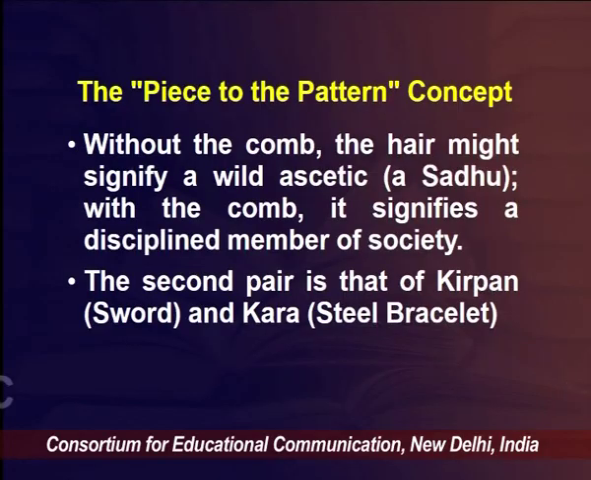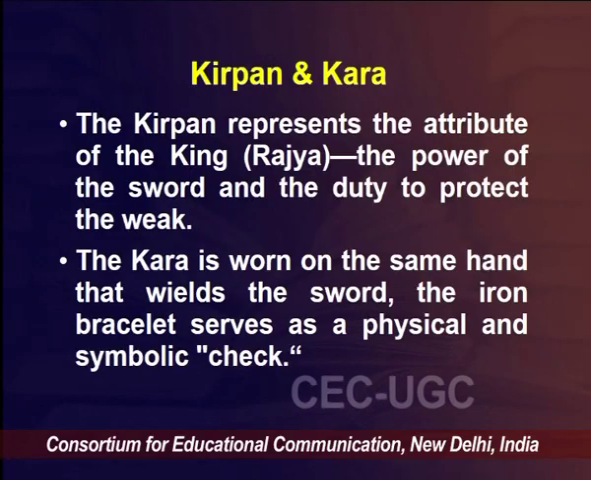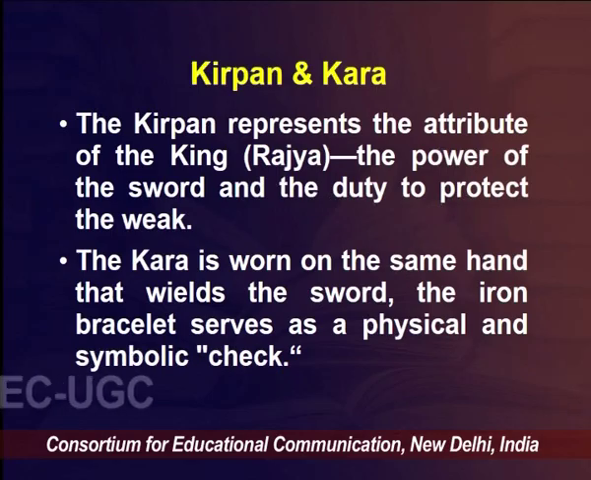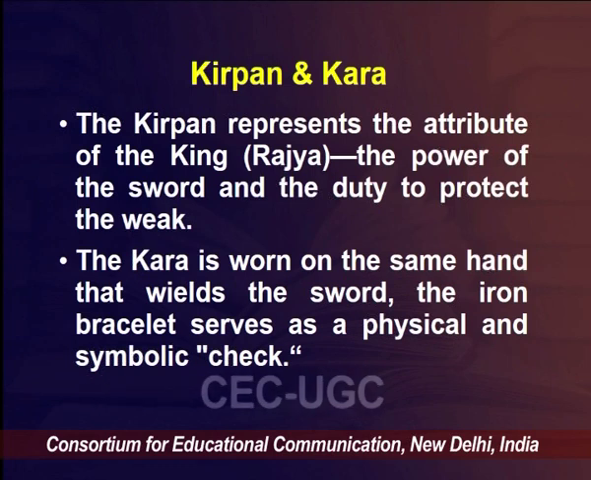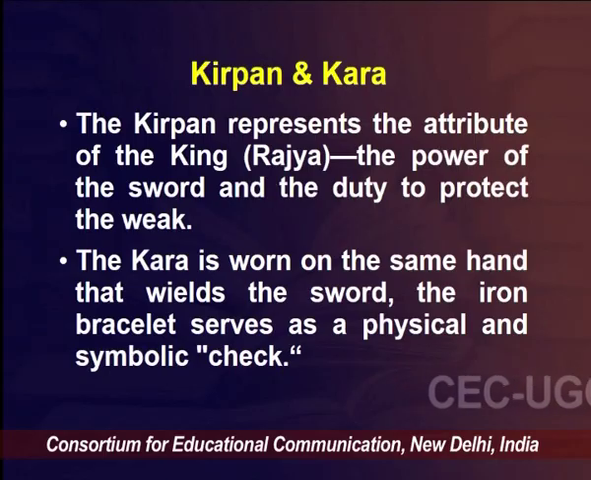So, basically he is talking about these 5 symbols and makes them into pairs, and the two have meaning only in relation to each other. One reflects the structureless, while the second brings a structure to the situation. The second pair here is the kirpan, which is the sword, and the kara, which is the steel bracelet. The kirpan represents the attribute of the king or Rajya, the power of the sword and the duty to protect the weak. The kara is worn on the same hand that wields the sword. The iron bracelet serves as a physical and symbolic check.